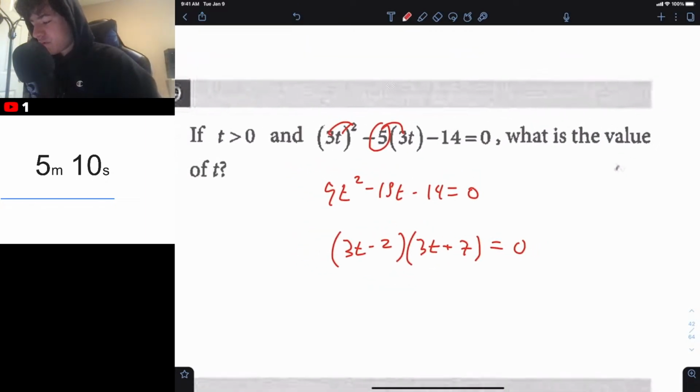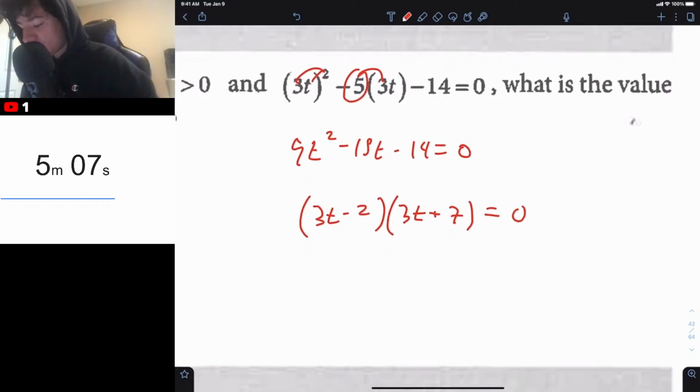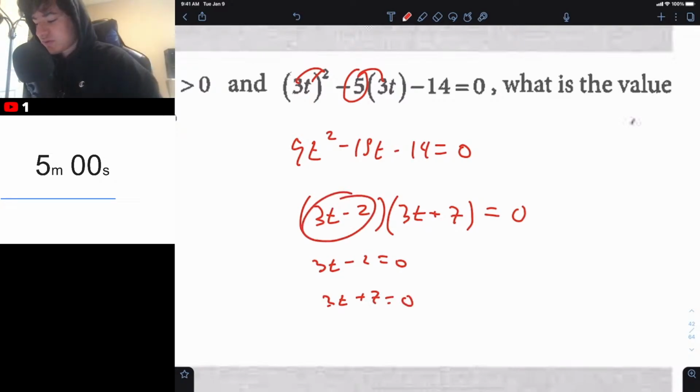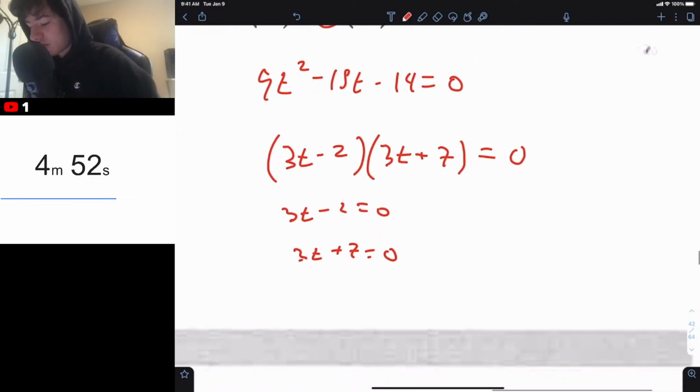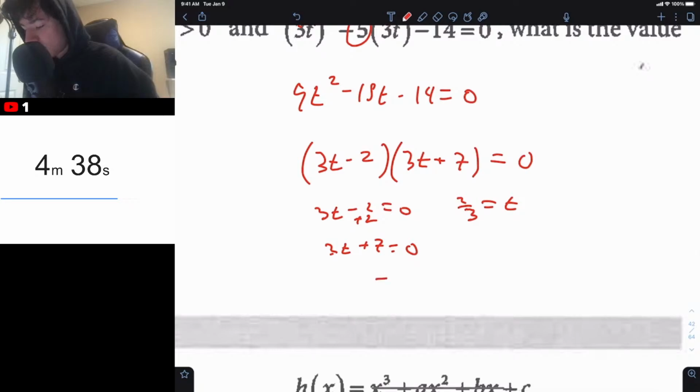So that's the factored form, and then we want a value of t, so we can split these up and say, okay, well, 3t minus 2 equals 0, and 3t plus 7 equals 0. The reason is that if this equals 0, then the whole thing is going to equal 0, and if this guy equals 0, then the whole thing is going to equal 0. So we set both of the factors equal to 0 and solve. Let's see, I add 2 to this side, so I get 2/3 equals t. And then I get negative 7/3 equals t.